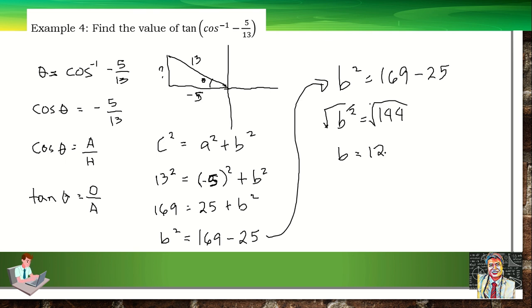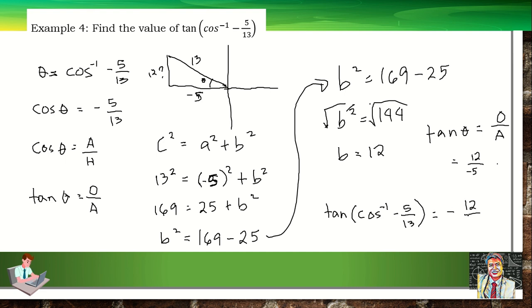Okay? So by performing TOA, tangent kasi ang kailangan natin, tangent theta. So therefore this is 12. And tangent theta is equal to opposite over adjacent. That is opposite, which is 12, over adjacent, which is negative 5. So this is 12 over negative 5, which is negative 12 over 5. Diba? Lagi na sa gitna. So therefore, tangent of inverse cosine of negative 5 over 13 is equivalent to negative 12 over 5.